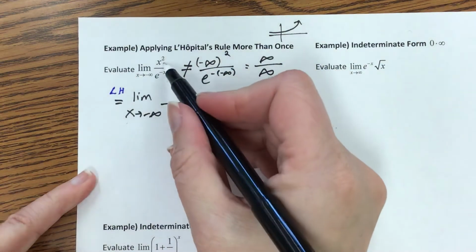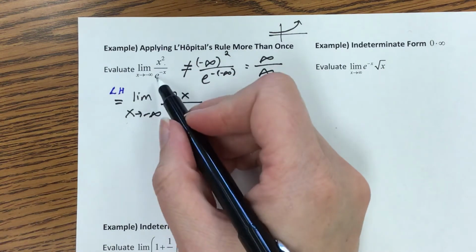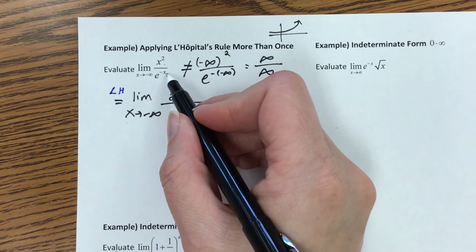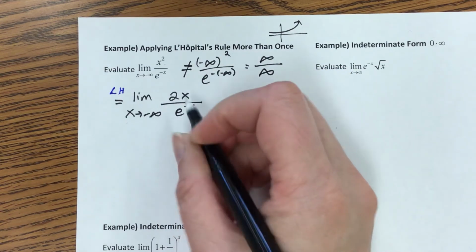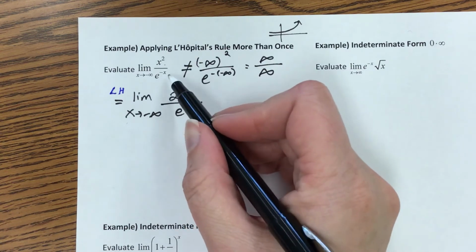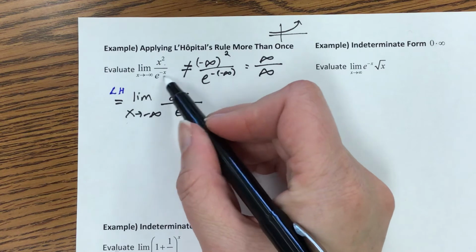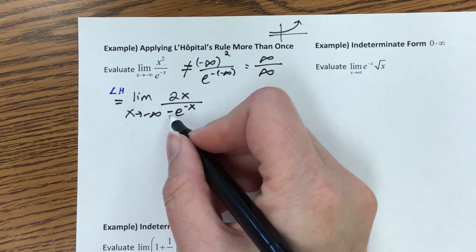Okay, numerator, derivative of x squared is 2x. Denominator, derivative of e to the negative x is going to be e to the negative x times... okay, so if it's e to the u, its derivative is e to the u times u prime. The derivative of negative 1x is negative 1, so just stick a negative right there. That's the u prime.